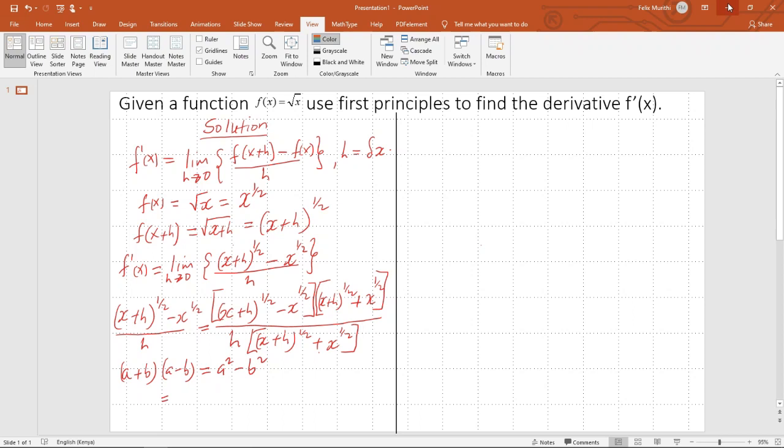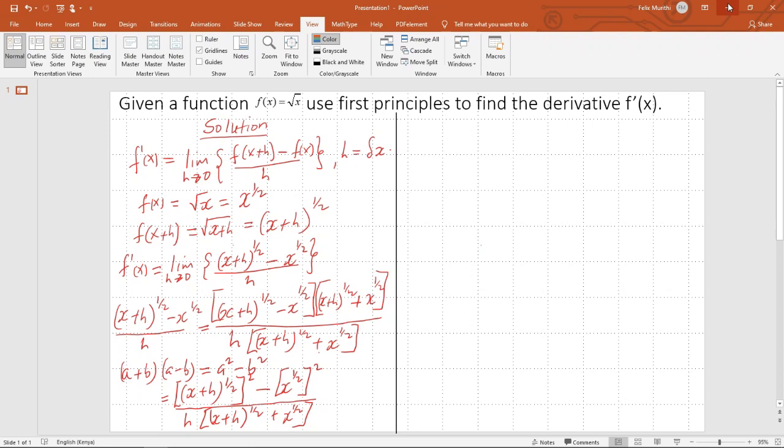This gives us x plus h power half, by the difference of two squares, this is going to be squared, minus x power half, then this is squared, all over the denominator, which remains the same, so it will be equal to h into x plus h power half plus x power half. So that is what we have up to there.